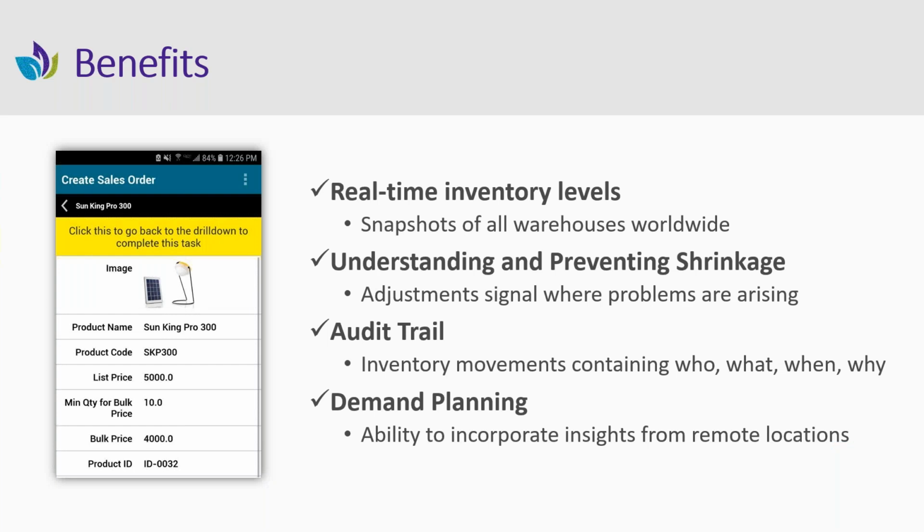So to summarize, there are 4 central benefits to using TaroWorks Enterprise. 1, anyone in your organization can have access to real-time inventory levels worldwide. 2, using inventory adjustments and cycle counts, you can identify where people, process, or technology need improvement. 3, TaroWorks Enterprise can introduce accountability and control over your organization's assets. And finally, all this data can be used for better demand planning and making your operations more efficient.